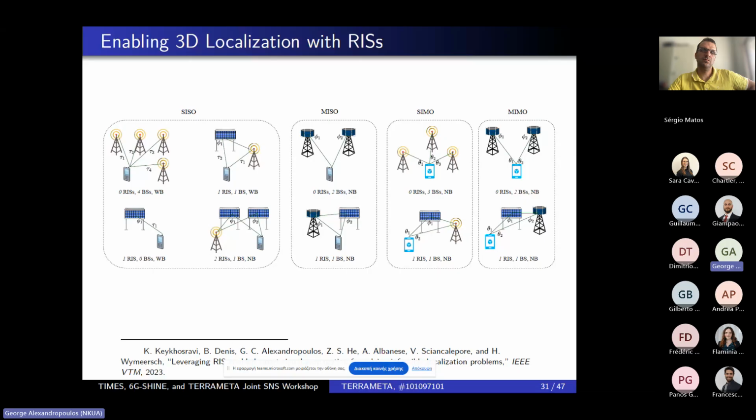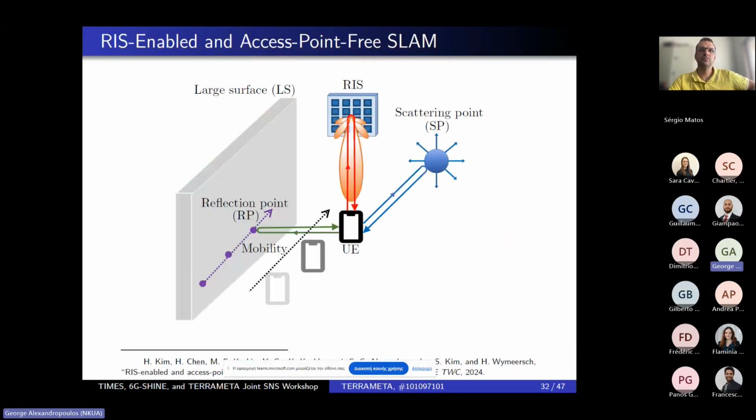You can actually put down, especially in the wideband regime, an algorithm where you can provide localization. You can even do simultaneous localization and radio mapping, again without having any access point, by profiting from the fact that you have an RIS synchronized with a UE, and you can provide localization with respect to the RIS.